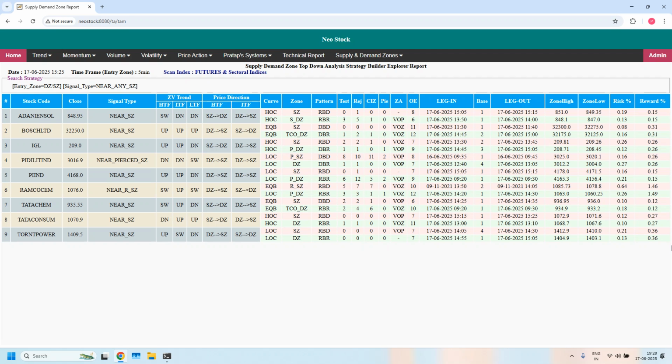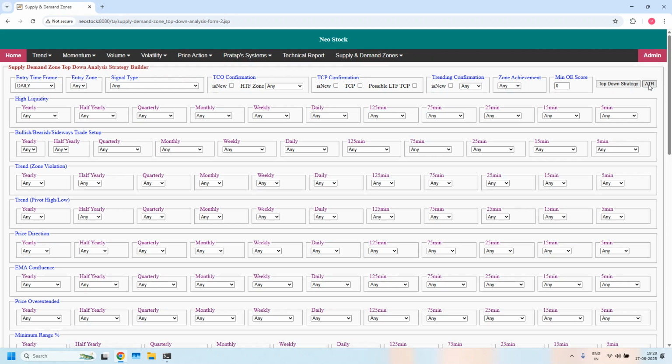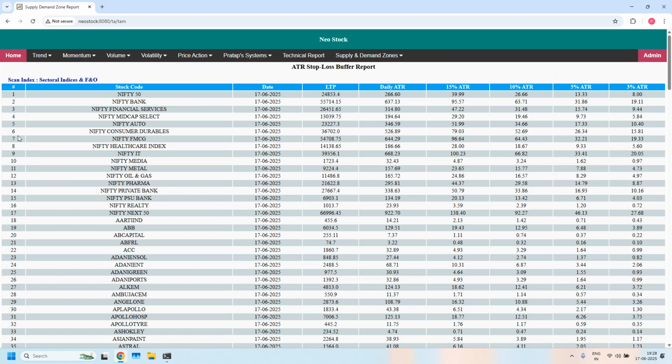So we have completed the generation of finding the stocks near demand and supply zones, and in the final report let us generate stop buffers based on daily ATR. First 17 in this list are indices, remaining equity stocks. So I'm scrolling the list down. Whichever stock you want to refer, pause the video. After that you can proceed further. Okay, I'm scrolling the list down.